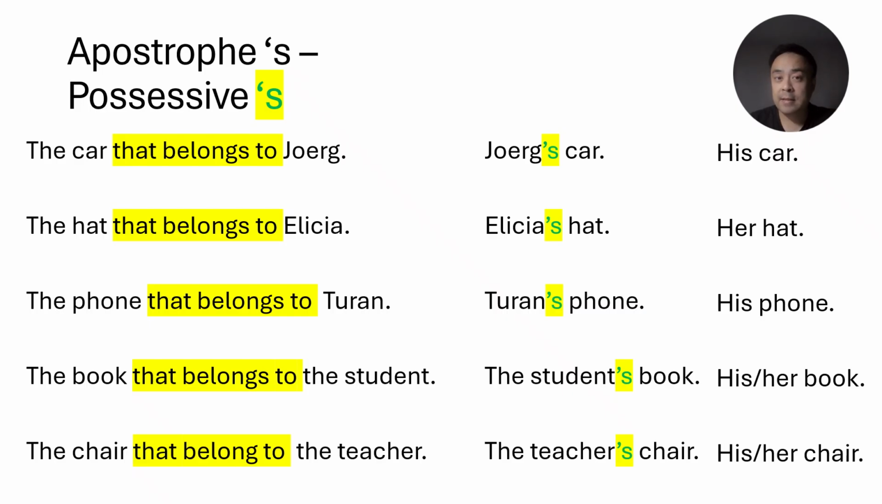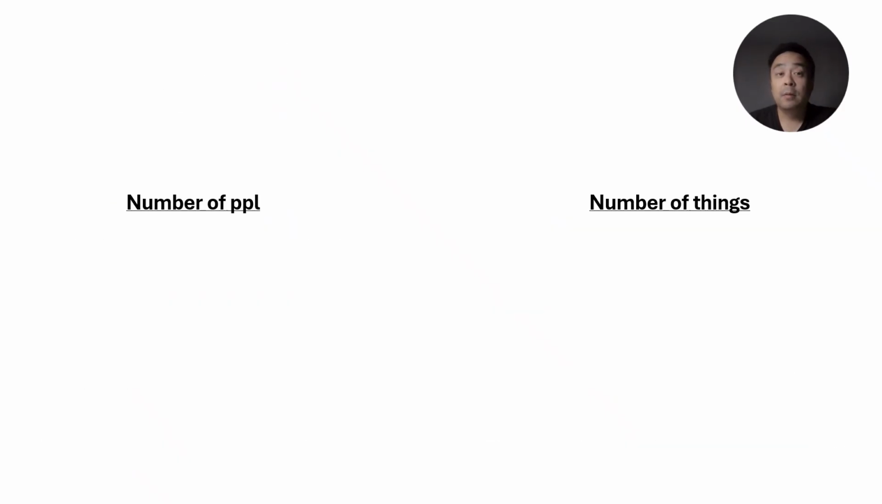This apostrophe S has a completely different meaning to the first apostrophe S, because this is about possession. So let's take a look at some examples step by step so we can understand clearly how to use possessive S.